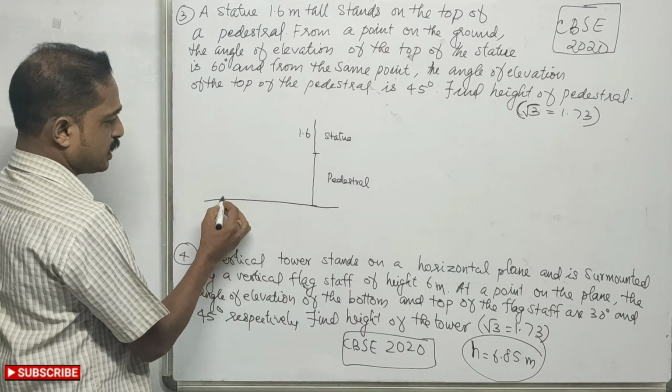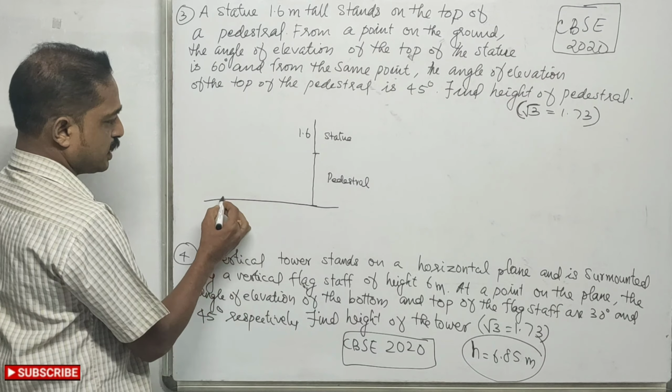Or 1.6 is equal to root 3 h minus h. We can take h as a common factor, so this is (root 3 minus 1) into h. So here h can be taken out. If h is taken from root 3 h, what remains is root 3, and from this h, minus 1 remains. So 1.6 is equal to (root 3 minus 1) h.